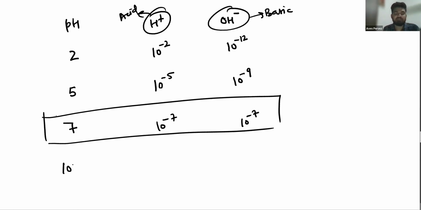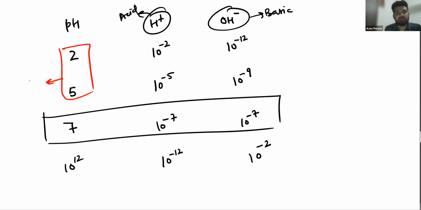If the pH of a solution is 12, then what will be the H plus ion concentration? 10 to the power minus 12, and here minus 2. Now you know that this portion is acidic. This is neutral. And this one is basic.